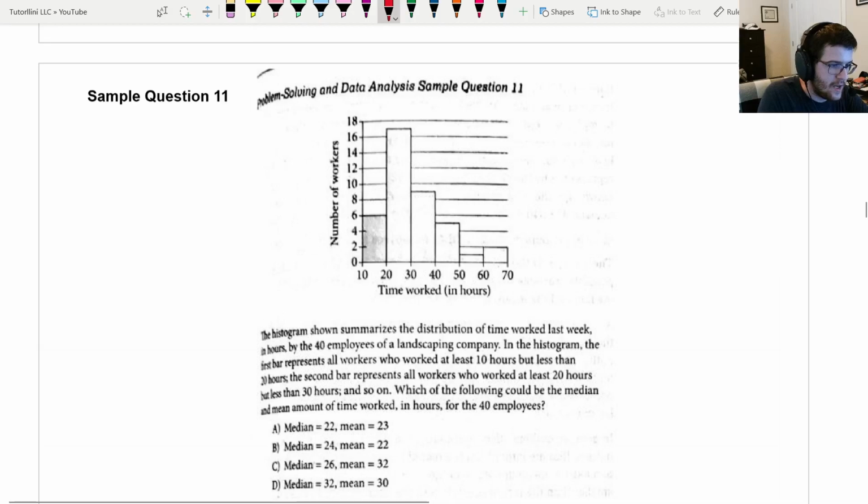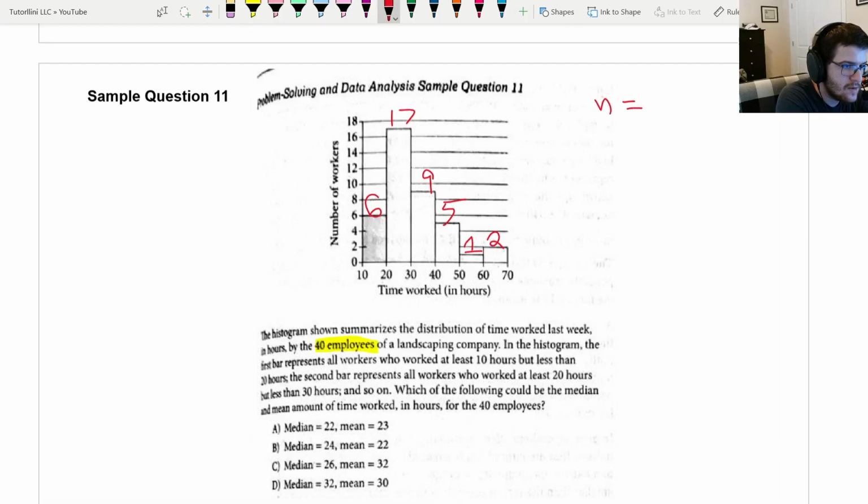Okay, this one is not so bad. This is just classic, calculate the mean, the median. So first thing I'm going to do is label the bars. So this is 6, this is 17, this is 9, this is 5, this guy's 1, and this guy's 2. And they told us there's 40 employees, so that means that N is 40. And mean is sum divided by n.